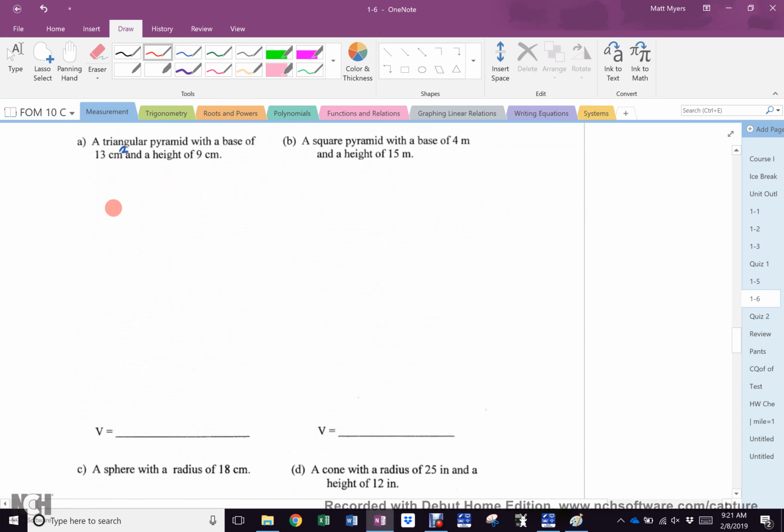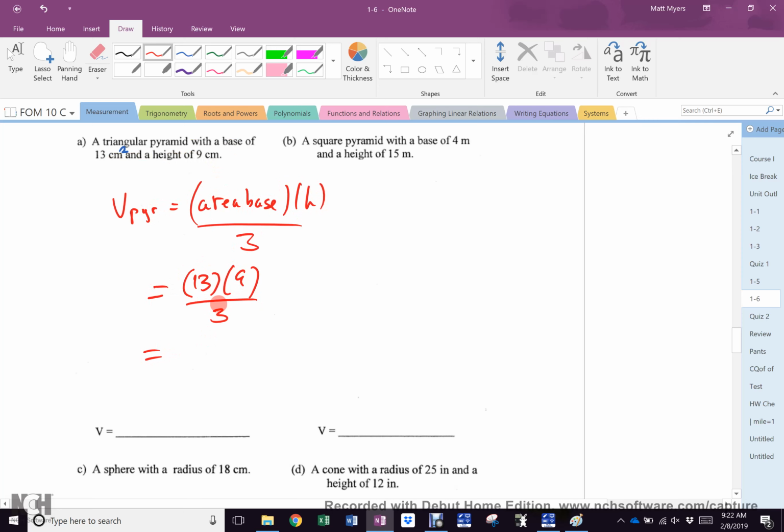Volume of every pyramid is area of base times the height divided by 3. I gave you the area of the base. It was 13. I gave you the height. It was 9 divided by 3. 13 times 9 divided by 3 is 39.